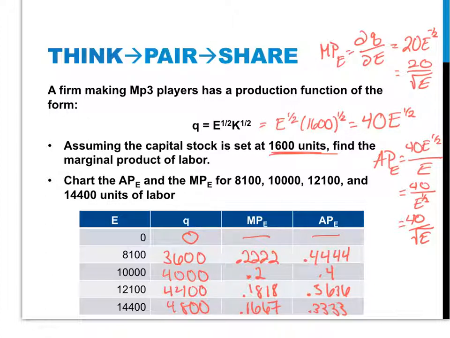Okay, one thing to notice is that we have a decreasing average product of labor, and marginal product of labor is below the average product of labor, pulling the average down. This is going to be true across all units of labor. If we look at the equations in the short run here, the marginal product of labor is always going to be less than the average product of labor. So the average product of labor should always be decreasing.